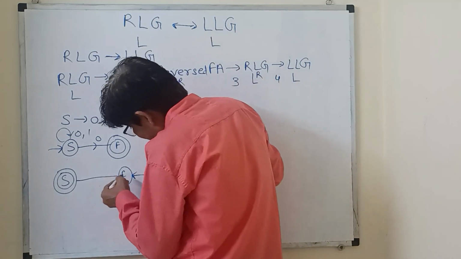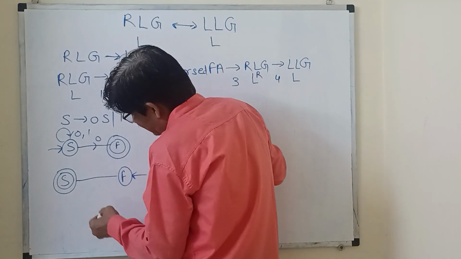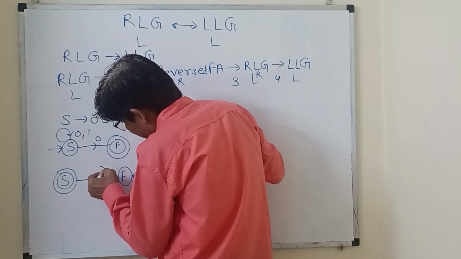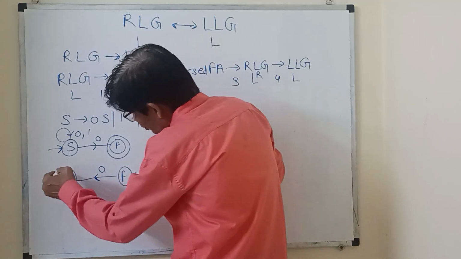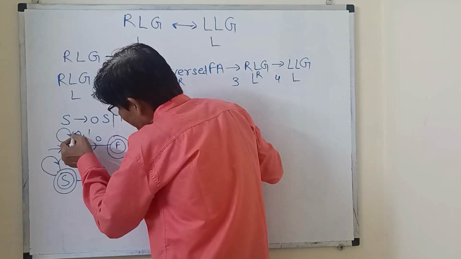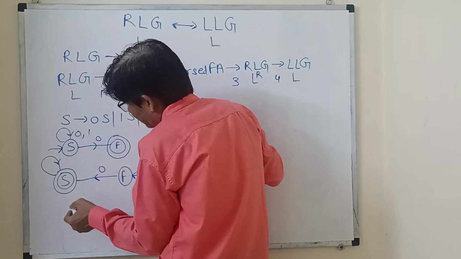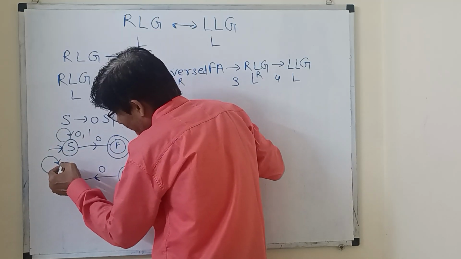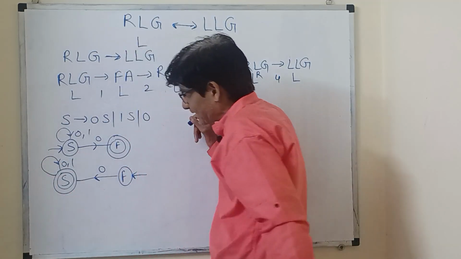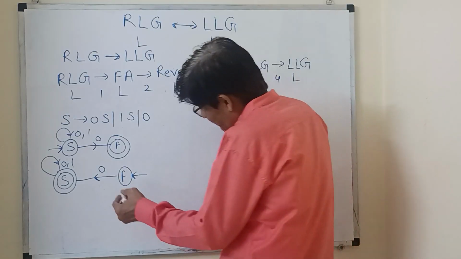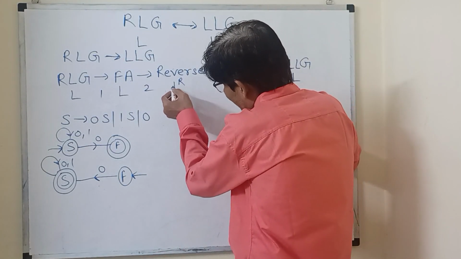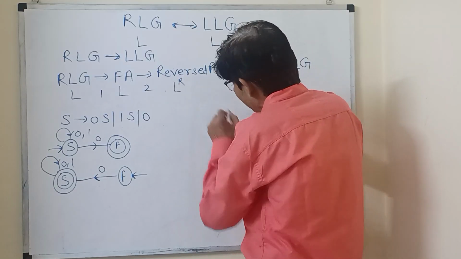Now, as F is the initial state and S is the final state, we will also reverse the direction of the transitions. After reversing the direction of these two transitions, they will again go to the same state. So I can write it like this. Now this particular finite automata will accept the reversal of L.